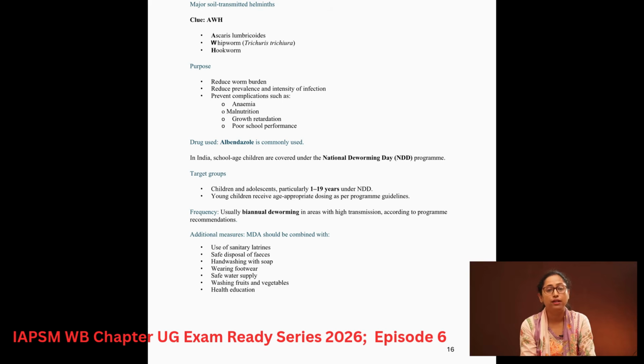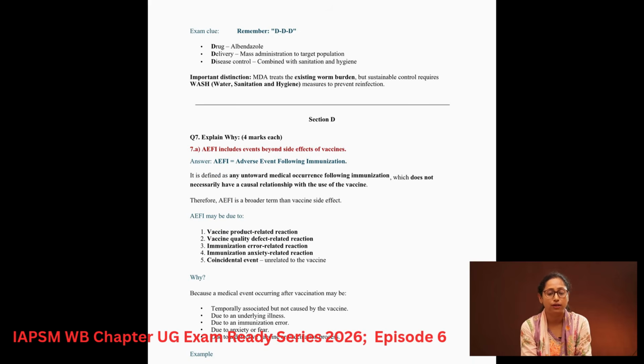Okay. So, what are the additional measures that are to be taken? It should be combined with use of sanitary latrine, safe disposal of feces, hand washing with soap, wearing footwear, safe water supply, washing your veggies and fruits, and health education. So, please remember 3D: drug is albendazole, delivery is mass drug administration, biannual, and disease control combined with sanitation and hygiene. Okay. And you need to also write a few lines about WASH, that is water, sanitation and hygiene, to prevent reinfection. Now, coming to section D, where you have a few explain why questions.